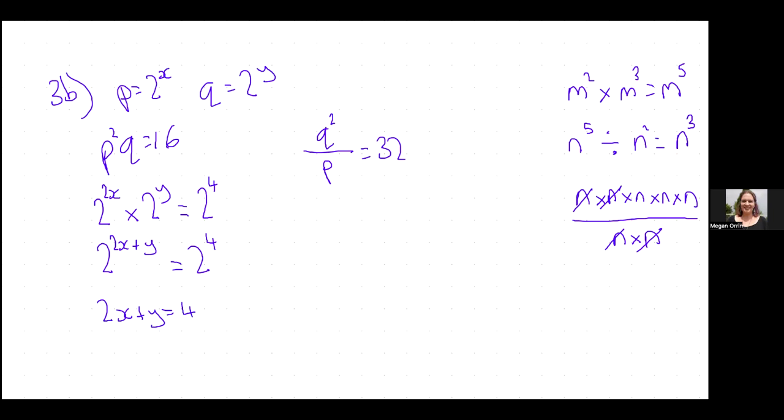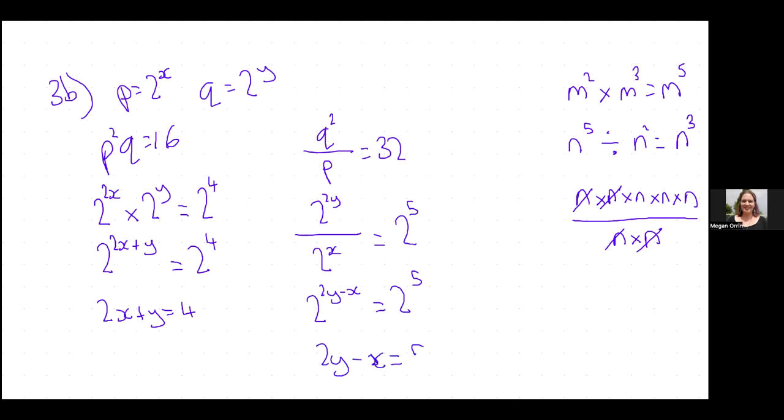I'm going to do the same thing with this. So q squared is 2 to the power of 2y. And then I'm dividing by p, which is 2 to the power of x. And that equals 32. But again, I'm going to write that as a power of 2. That's 2 to the power of 5. Now, remember, according to our rule, we subtract our powers when our bases match. So this is 2 to the power of 2y minus x equals 2 to the power of 5. So I know that these powers must match if these two things are equal. So 2y minus x equals 5.